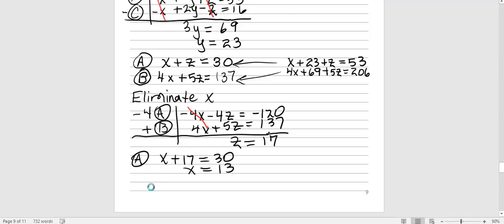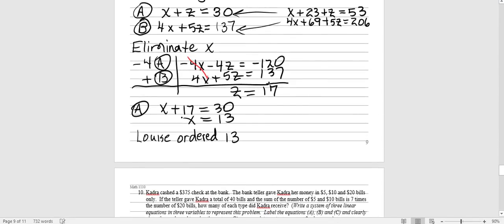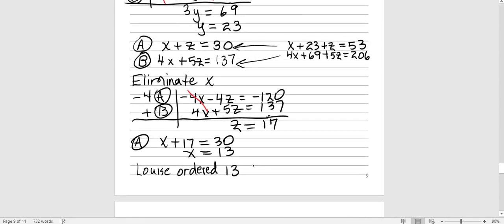So now I'm able to give the information that Louise ordered 13, and let me check back and make sure I'm remembering, tablets, 23 pens, and my z is 17, and 17 whiteboard erasers.